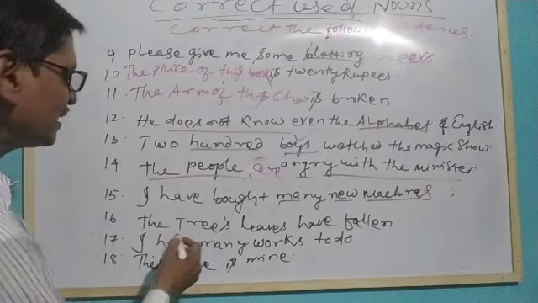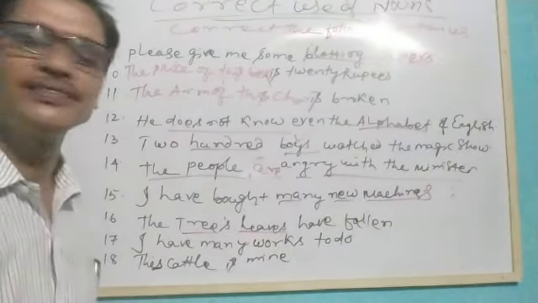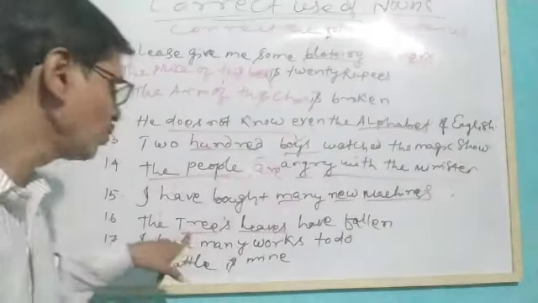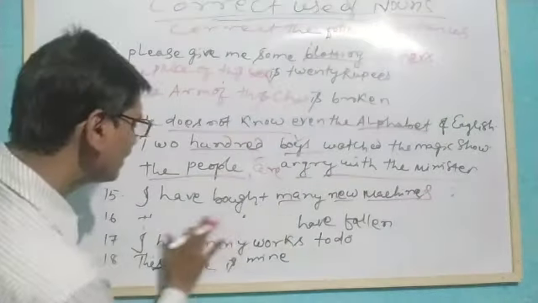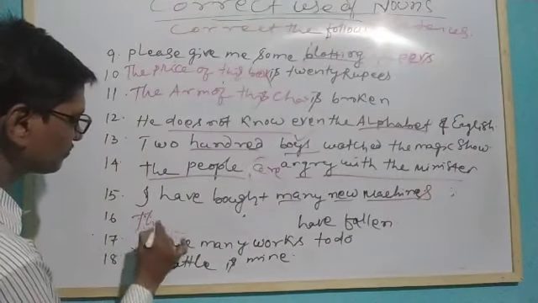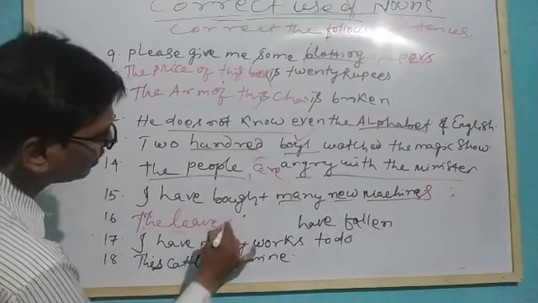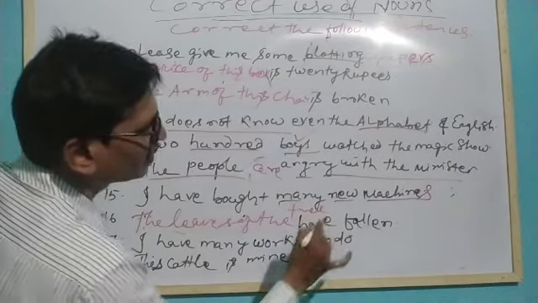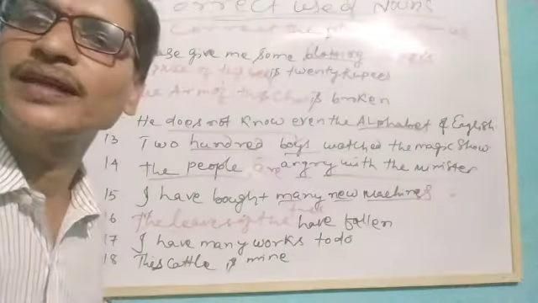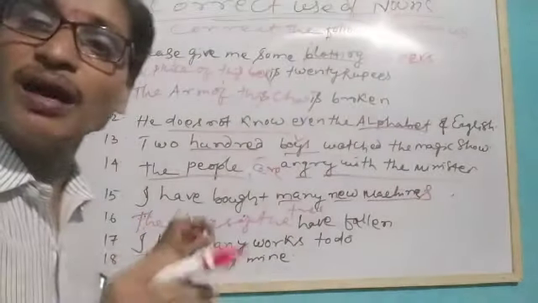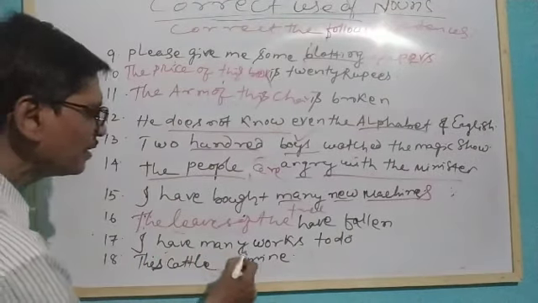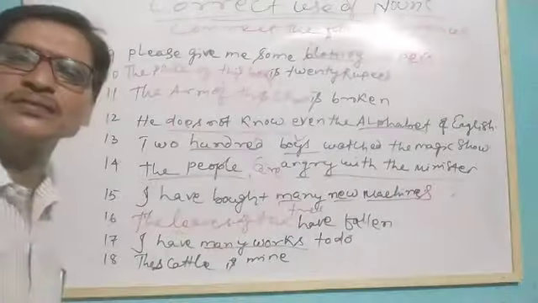Clear? So, the trees leaves. The trees leaves have fallen. Tree is a non-living thing, so what can we say? The leaves of the tree have fallen. Understand? The leaves of a tree. That is the rule for a non-living thing.